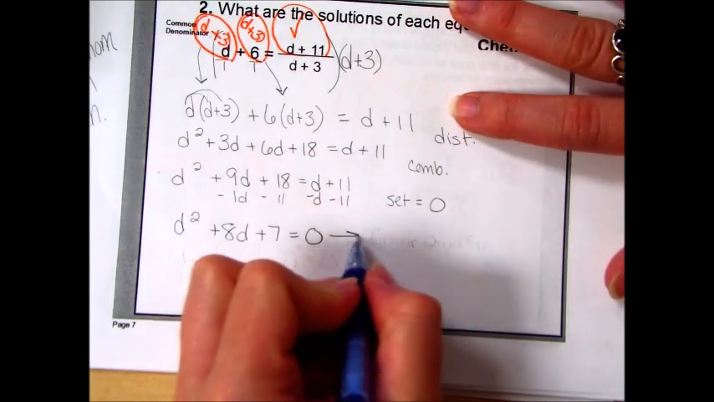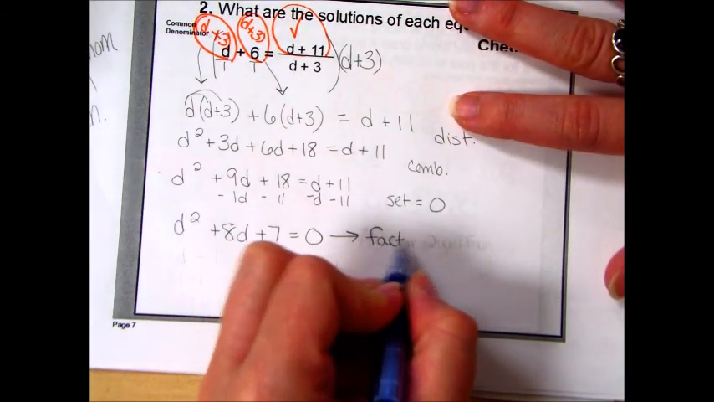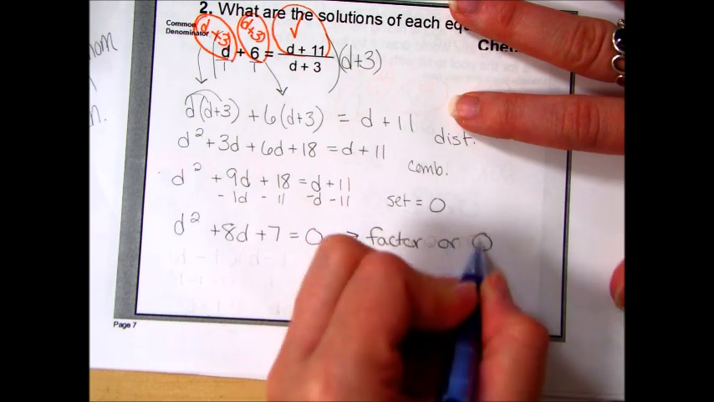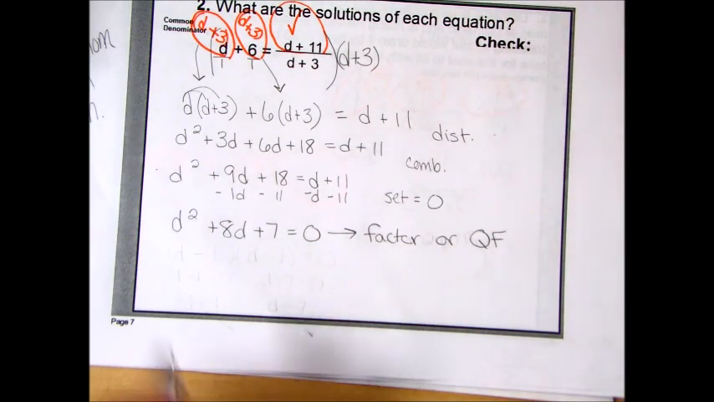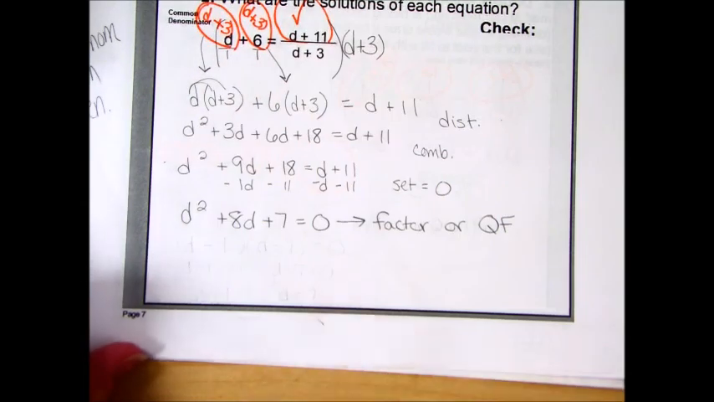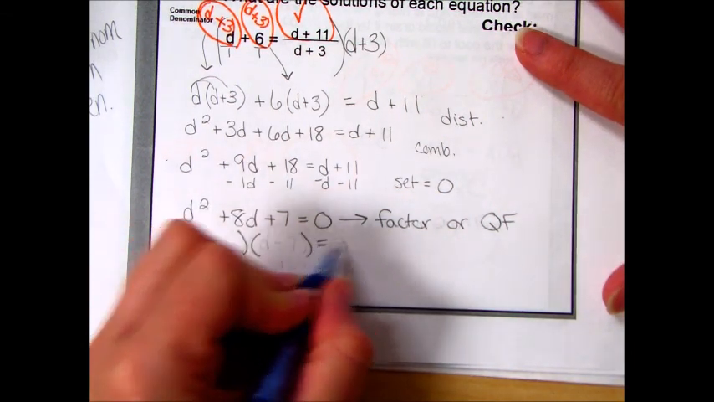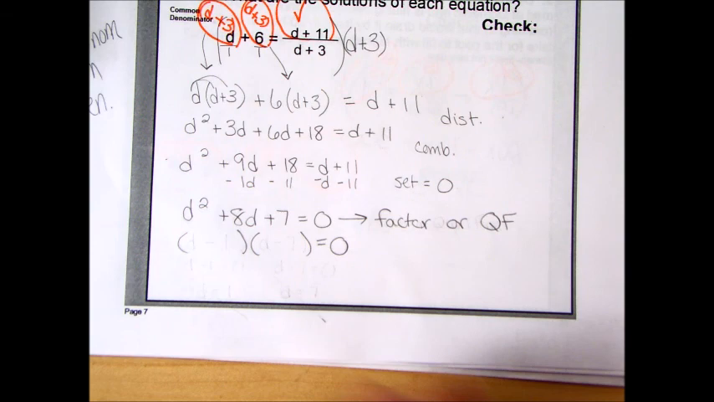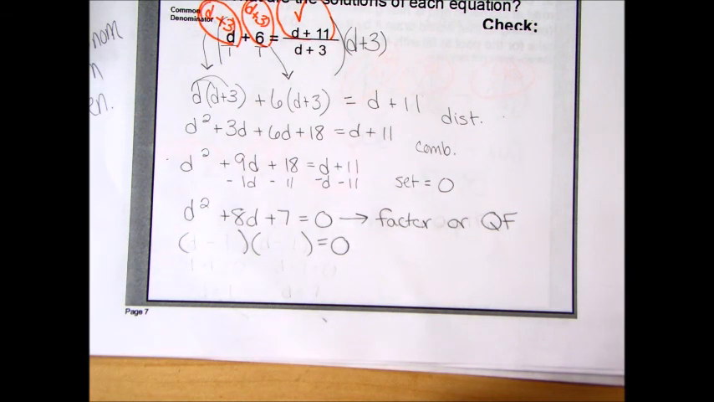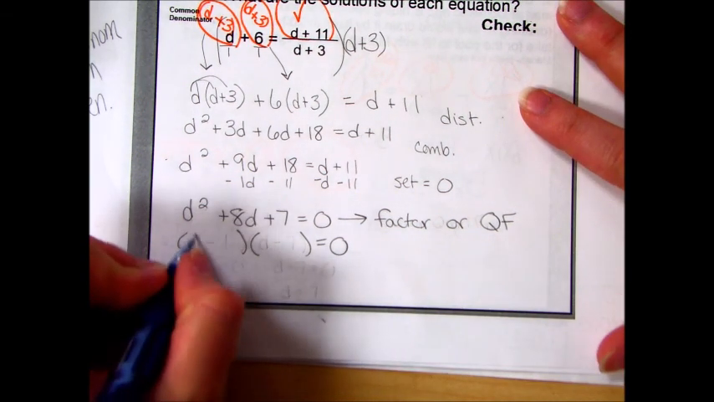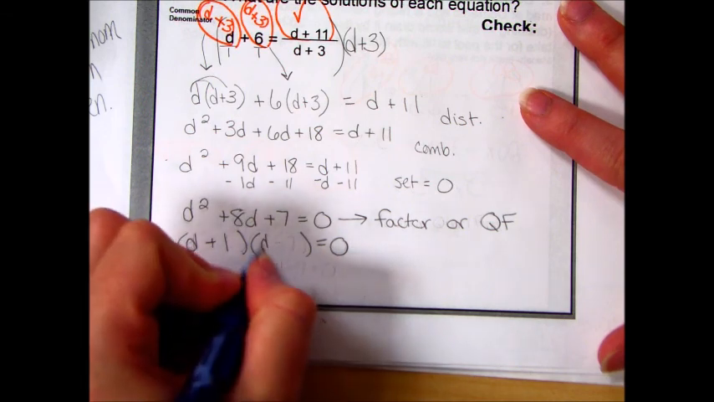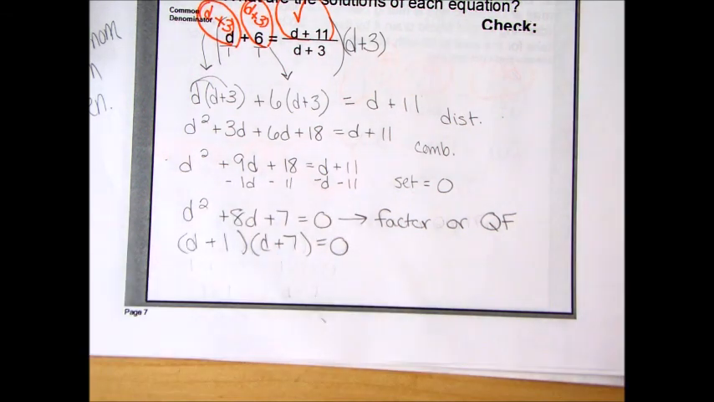Now it is your turn. Do you want to factor or do you want to use the quadratic formula? You guys are pretty good at factoring. So what I would do if I were you, if you wanted to be a responsible young student, pause the video, put this in a box, and factor it. You should get d plus 1 and d plus 7.